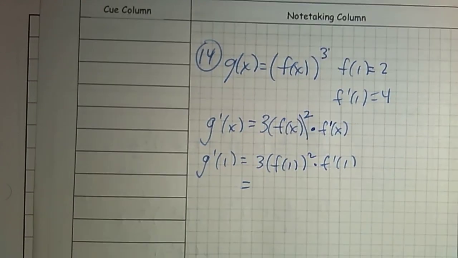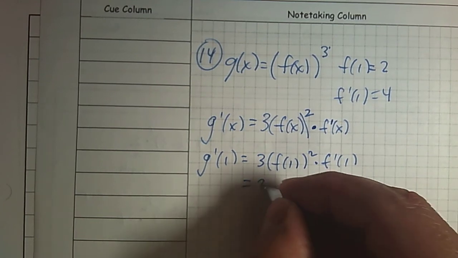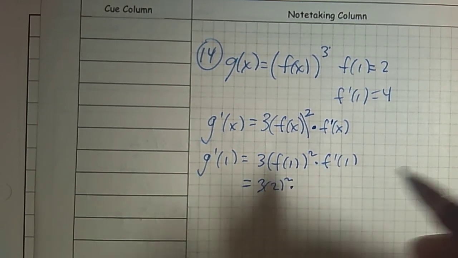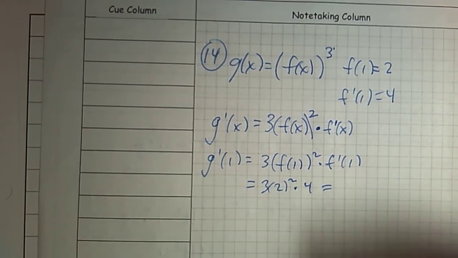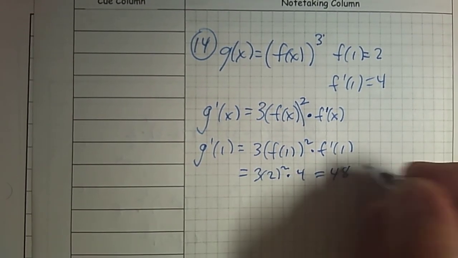Then, using the information given, f at 1 is 2. So that's 2 squared times the derivative at 1, which is 4, and then just complete it. So 4 times 3 is 12. 12 times 4 is 48, and you have your answer.